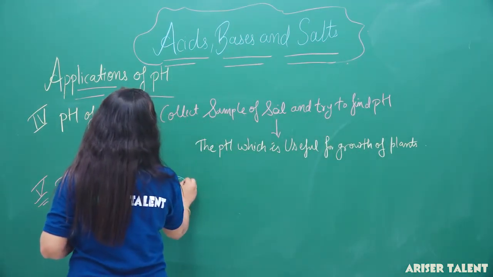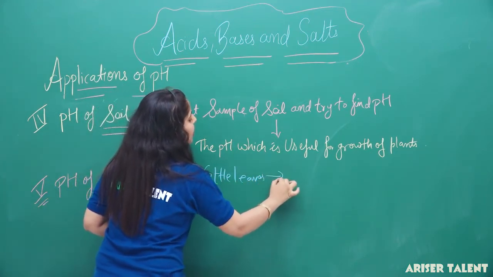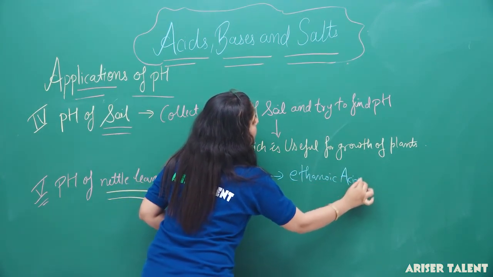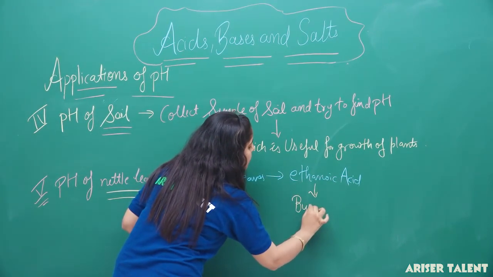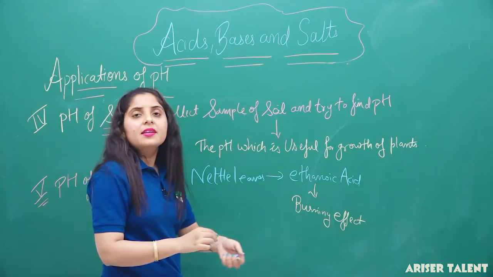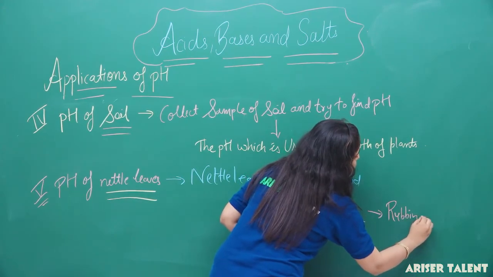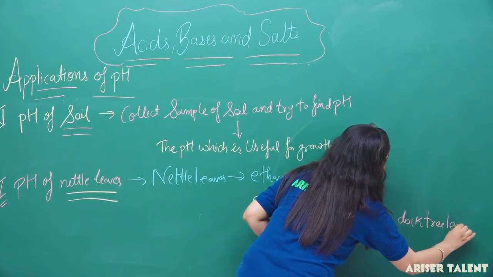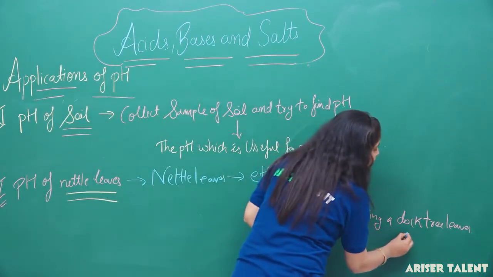So what happens in the case of nettle leaves? Nettle leaves produce ethanoic acid, and when this ethanoic acid touches our skin, it causes a burning effect, and this burning effect can be reduced by rubbing a dock leaf. This will neutralize the effect of ethanoic acid and we will get a cooling effect in this case.